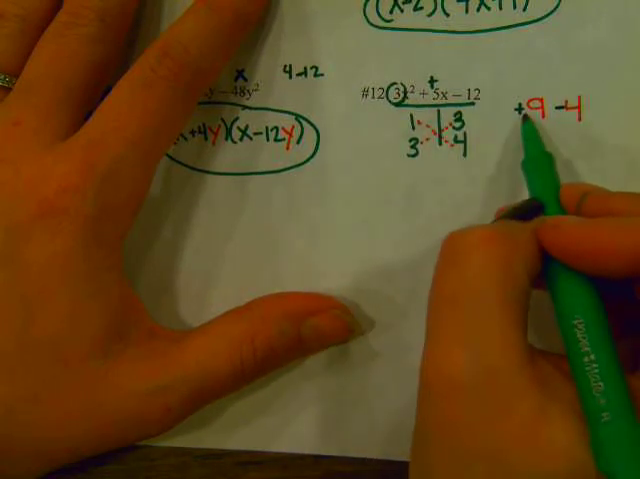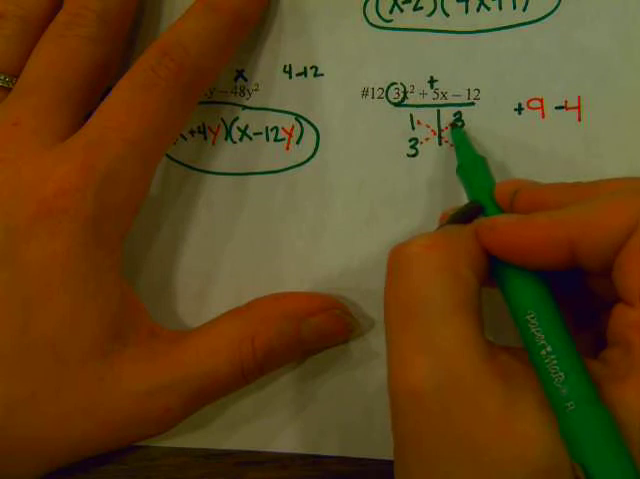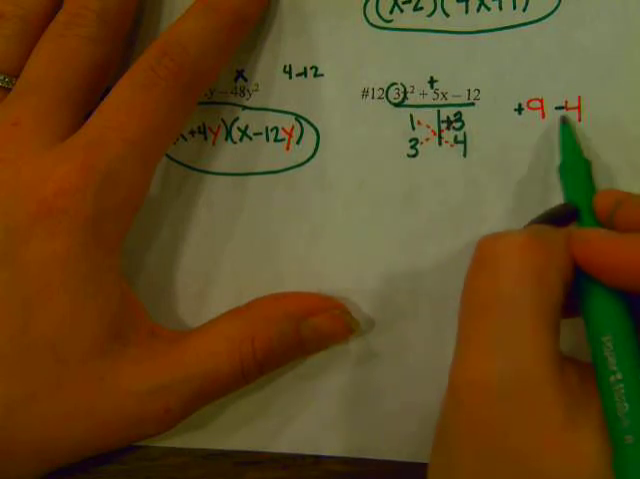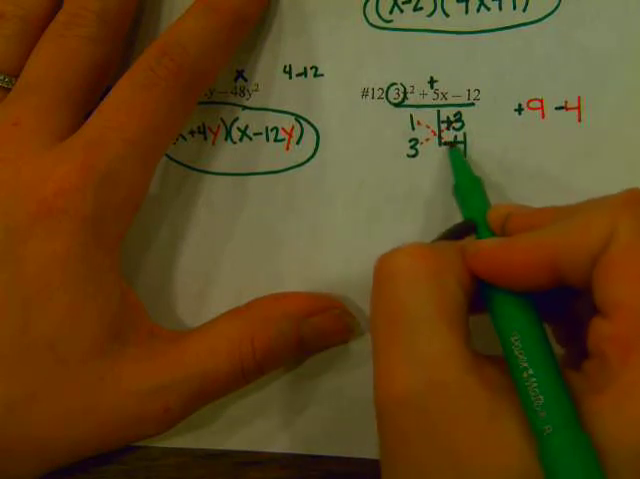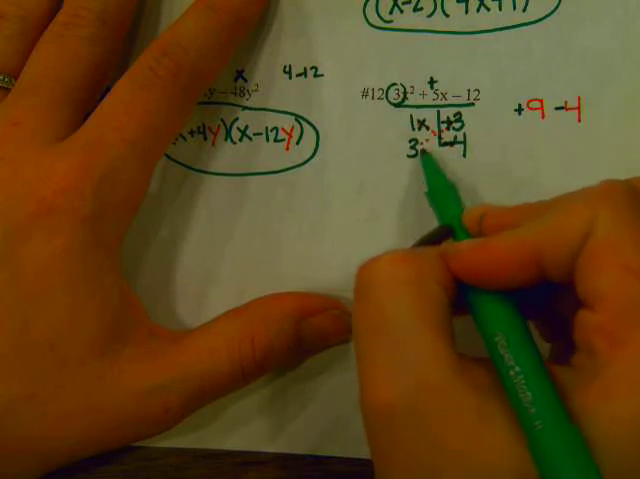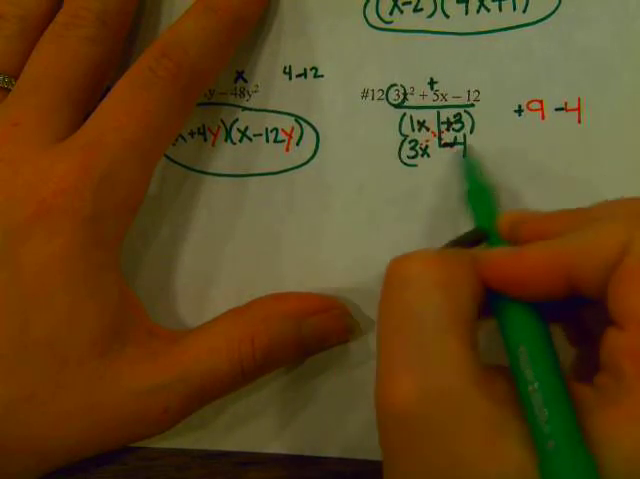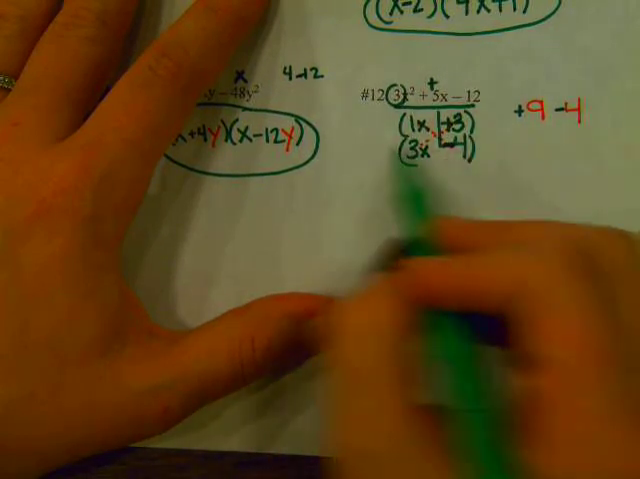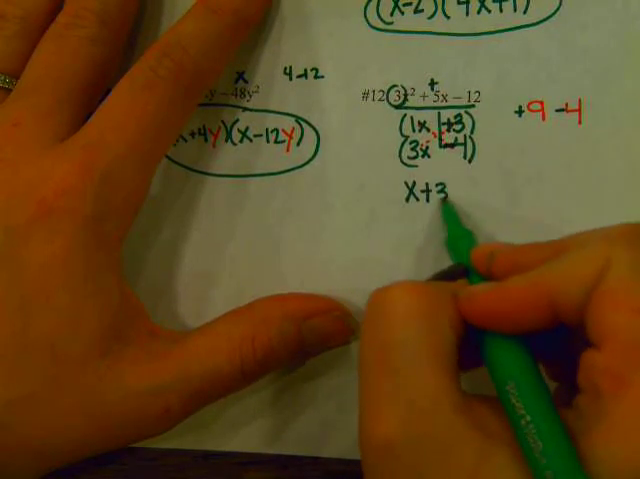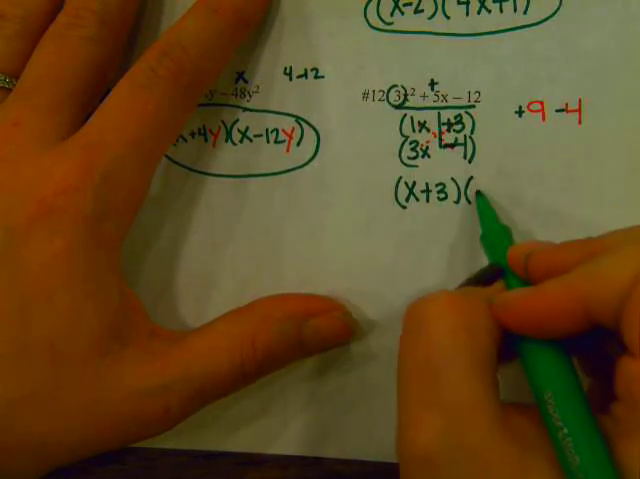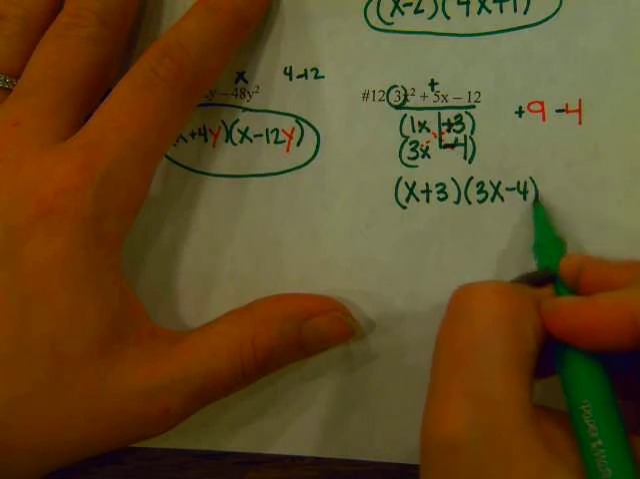So since the 9 was supposed to be positive, we did 3 times 3 to get that. This is the plus. The 4 is negative, so you put the negative here, and you put the x right here. And then you put parentheses like that, and it chunks it. The top factor, x plus 3, and the bottom factor, 3x minus 4.